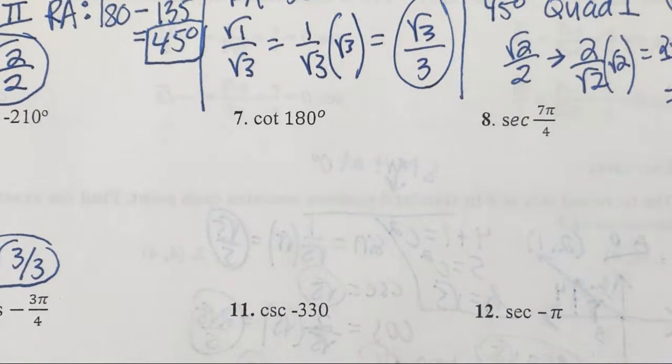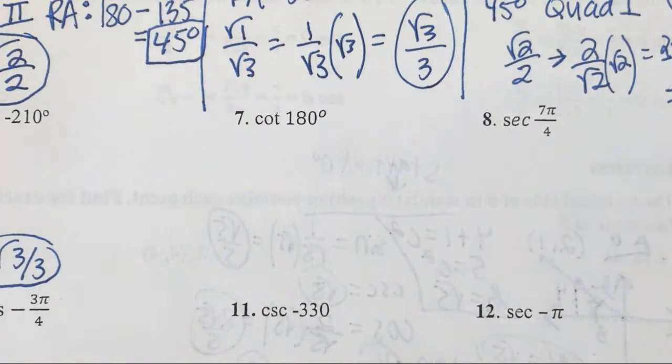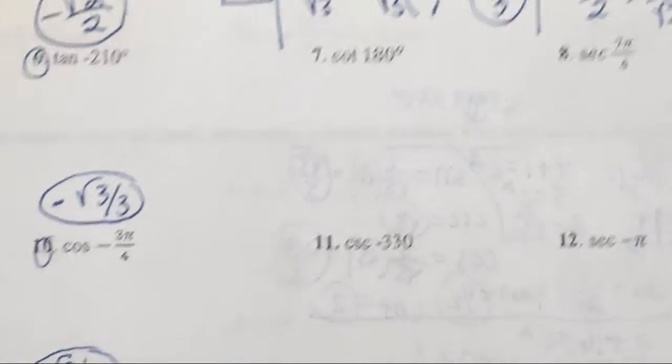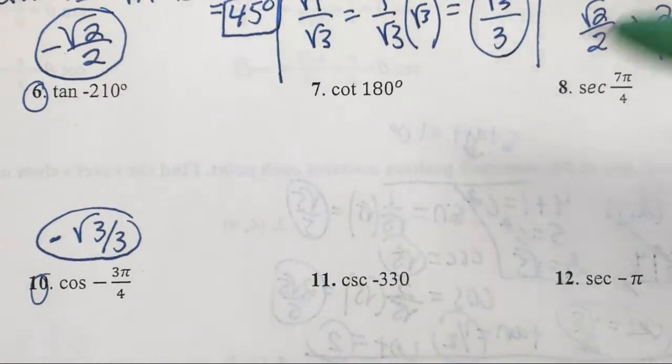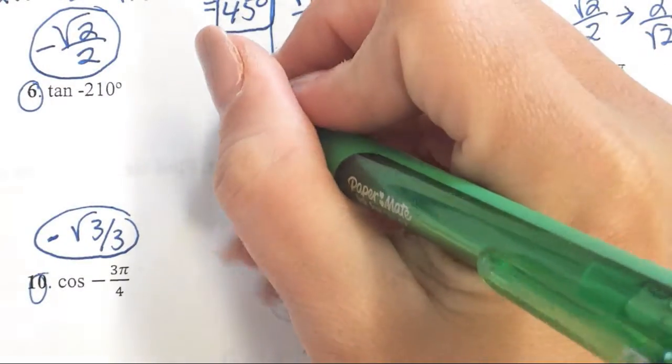Let's look at number 7 first. 180 degrees, what quadrant is that in? Yeah, it's not in 1, right? It's in between quadrants. The easiest way to do these when it's on an axis is actually draw out a coordinate plane.